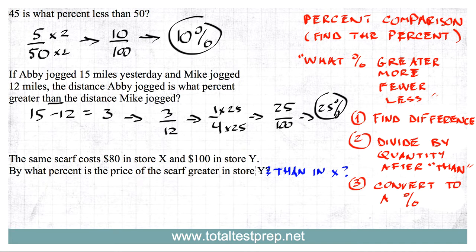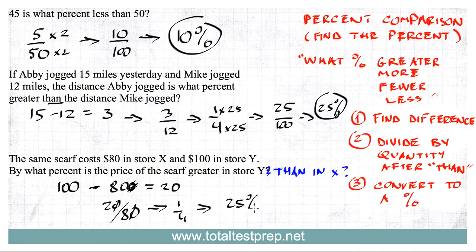So we're comparing the price in store Y, which is 100, to the price in store X, which is 80. The difference between these two, 100 minus 80, is 20. The difference in prices is 20, and we're going to divide that by the quantity that comes after than, which is X. So we're dividing by 80. In other words, we're finding the ratio of the difference to the second quantity in the comparison, which in this case is 80, the price in store X. 20 over 80 again reduces to 1/4, and so as we saw in the previous example above, that's 25%.